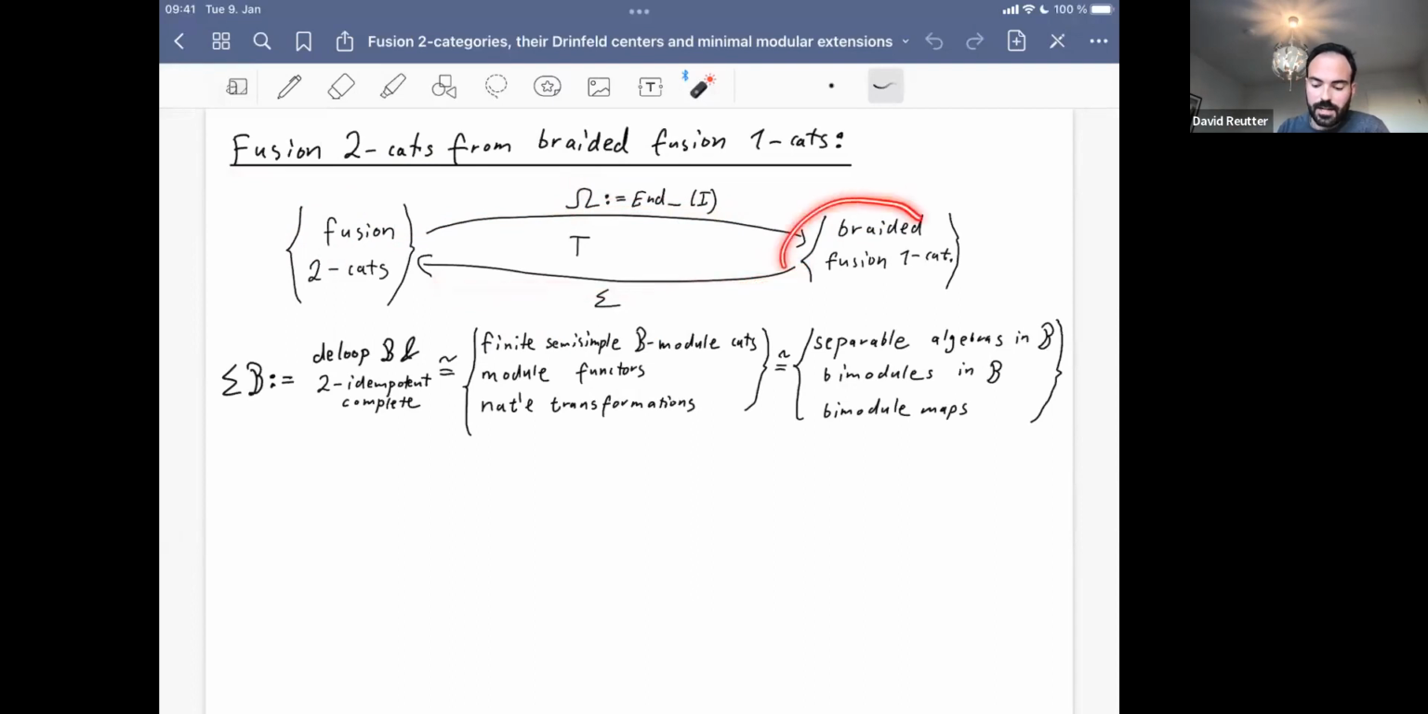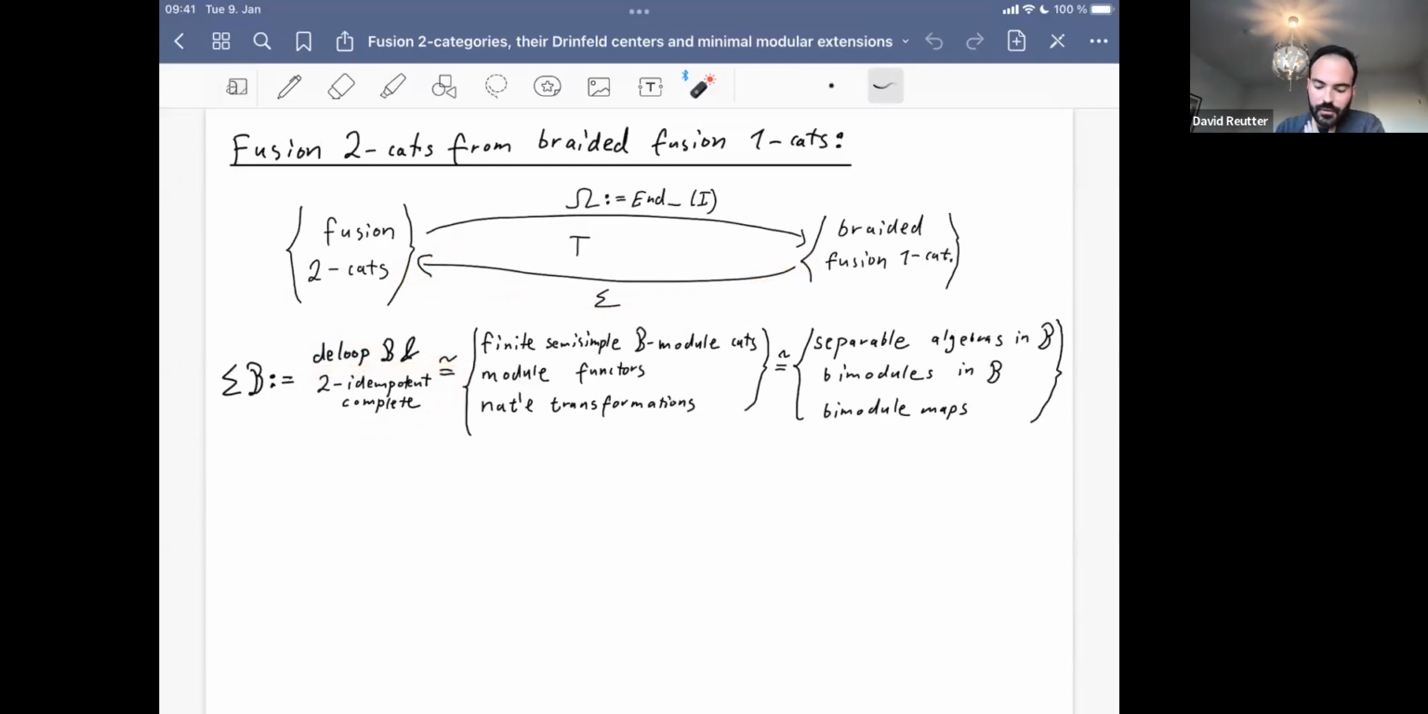So there is a way to take a braided fusion one category to a fusion two category. Now, if I didn't have all these adjectives like fusion here, if I just had braided one categories and monoidal two categories, then what this map would do is just take a braided monoidal one category and think of it as a monoidal two category with a single object. So sort of a de-looping operation. So here what this map is doing is the same: take the de-looping, think of it as a monoidal two category with one object, but then you also have to complete with respect to direct sums, and you also have to complete with respect to these two-categorical idempotents. And that produces a lot of new objects.